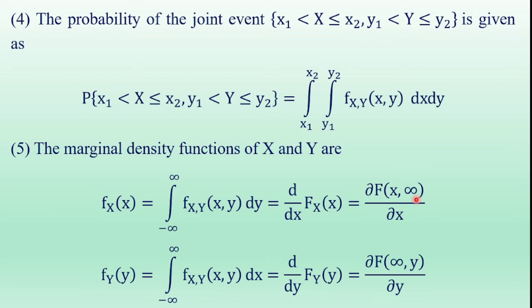And similarly, the marginal density function of the random variable Y, f_Y(y), is equal to the integral from minus infinity to infinity of the joint probability density function dx. So the density is equal to the derivative of the distribution, that is, f_Y(y) is equal to d/dy F_Y(y), which is equal to ∂/∂y F(infinity, y). So the first equation is the marginal density function of the random variable X, and this equation is the marginal density function of the random variable Y. And this is one of the properties of the joint probability density function.